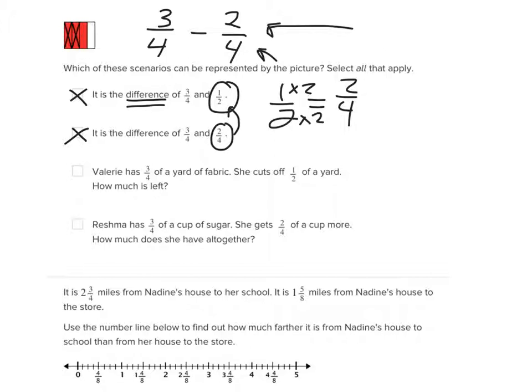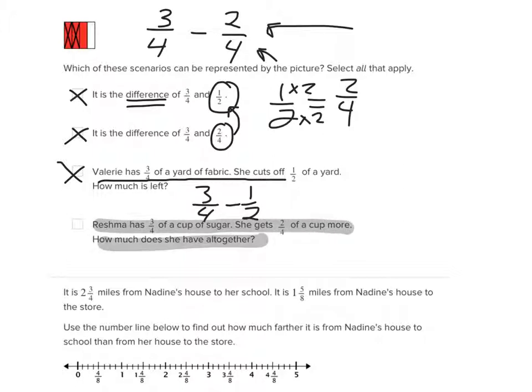All right. Valerie has 3/4 of a yard of fabric and she cuts off 1/2. So she starts with 3/4 and takes away 1/2. That's what we're talking about. Okay, that's exactly what we had drawn. Reshma has 3/4 and she gets 2/4 of a cup more. I'm looking at this bottom one here. If she gets 2/4 of a cup more, that's addition. She's adding. So that is not a correct answer.